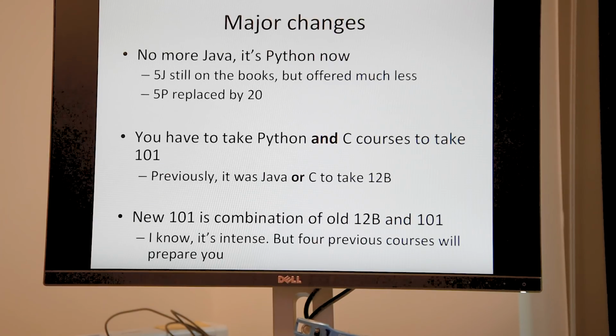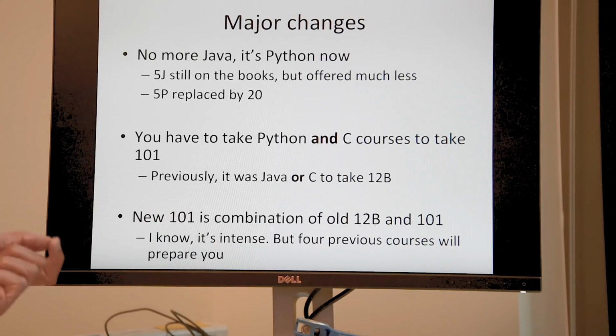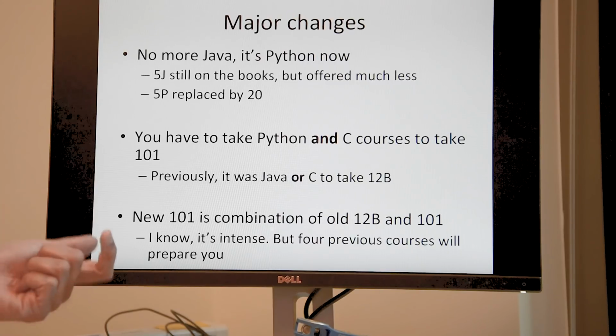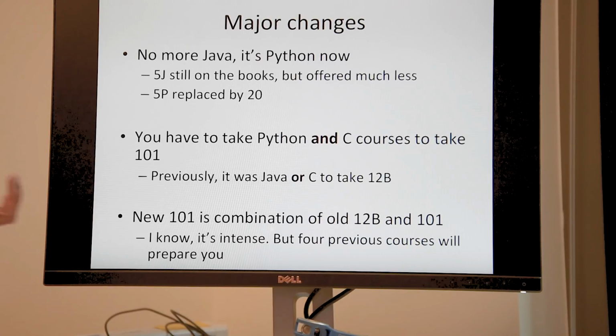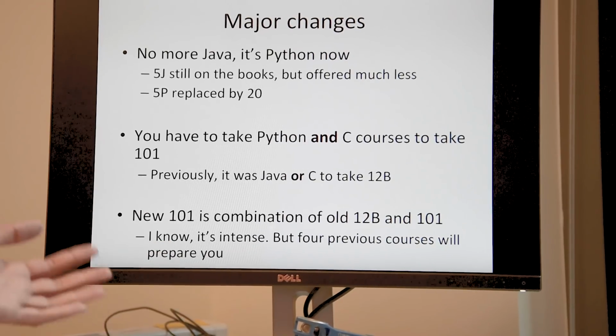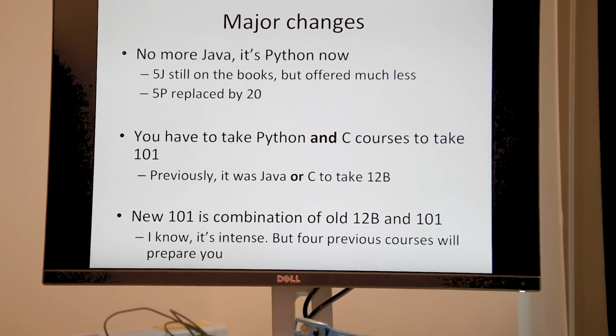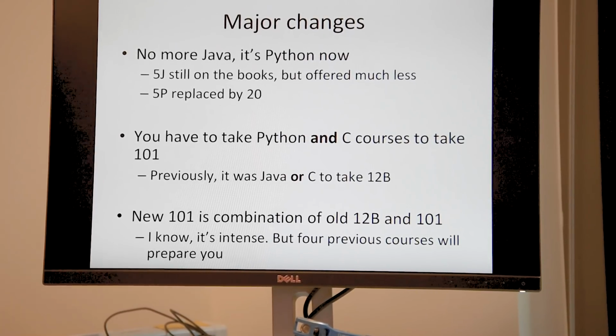5J will still be on the books, but offered much less frequently. The course 5P will be replaced by 20. And I want to emphasize that you have to take both the Python and the C courses to take 101. Previously it was Java or the C courses. The new 101 is going to be a combination of the old 12B and 101. I know both 12B and 101 are intense. The new 101 is even more intense, but we believe that the previous courses will prepare you for the new 101.